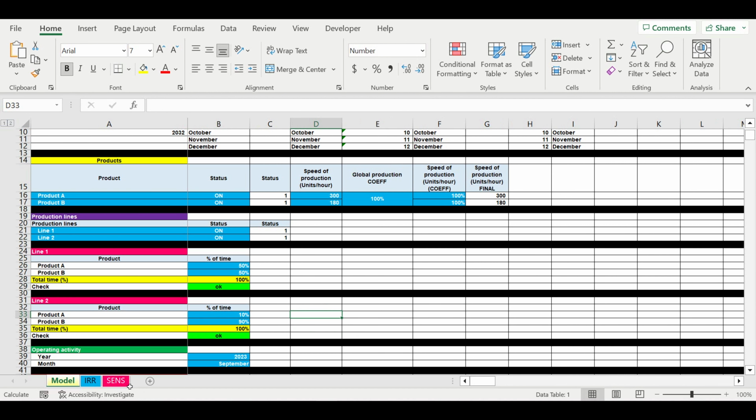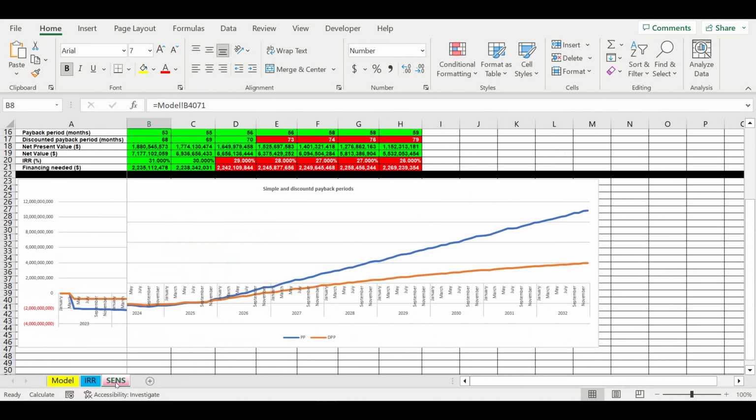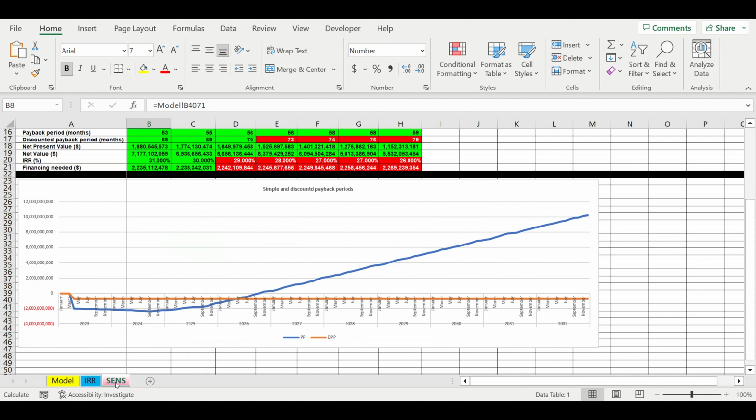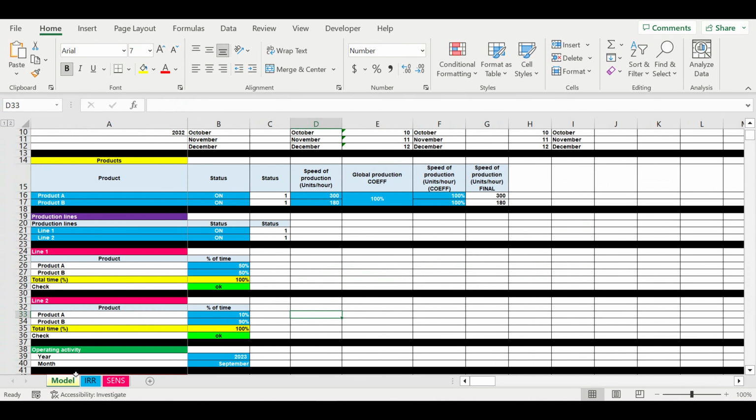And now we can go to the sensitivity tab, and let's just wait a little bit for the model to be recalculated, and we will see how this affects our business idea. And this is very interesting. Let's undo what we did.